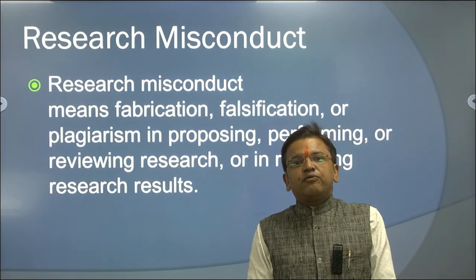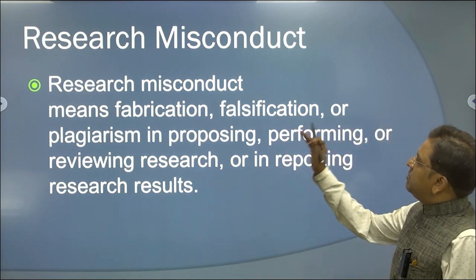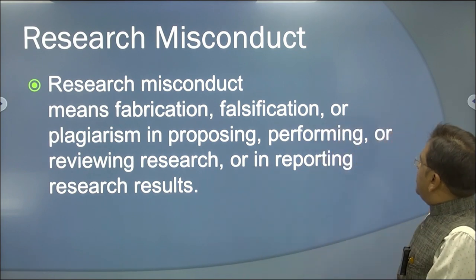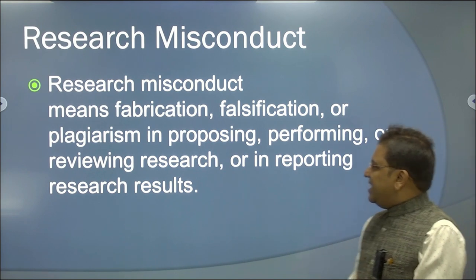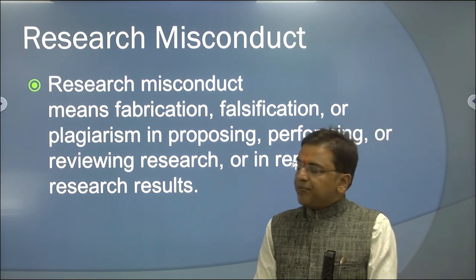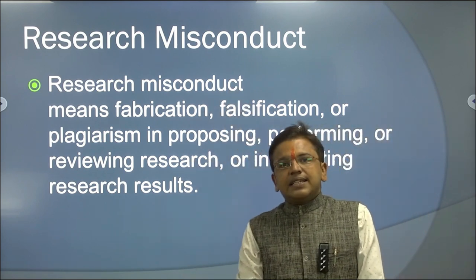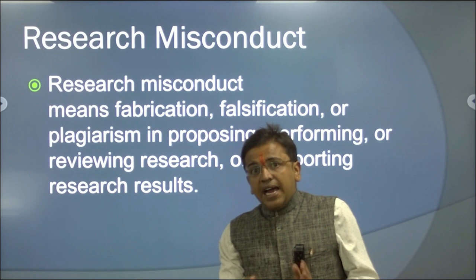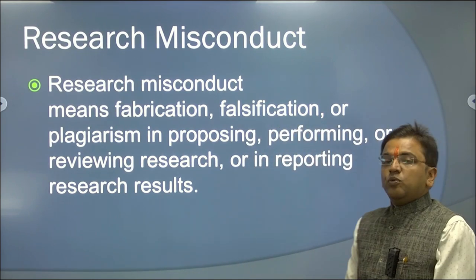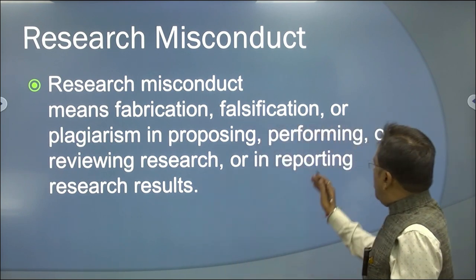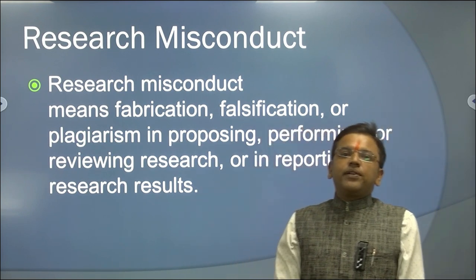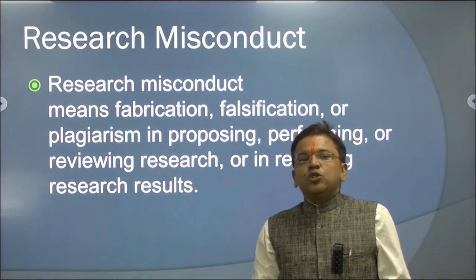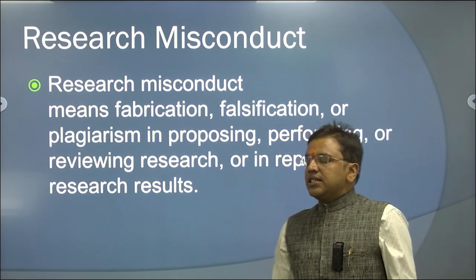Now, let's explore what research misconduct is. Research misconduct means fabrication, falsification or plagiarism in proposing, performing or reviewing research, or in reporting research results. Okay, so here research misconduct is derived from three areas, that is fabrication, falsification or plagiarism, and it is taken into consideration while we perform our research, review our research or report the research results, because as it is a misconduct activity, this leads to a very harmful effect for the society as a whole.